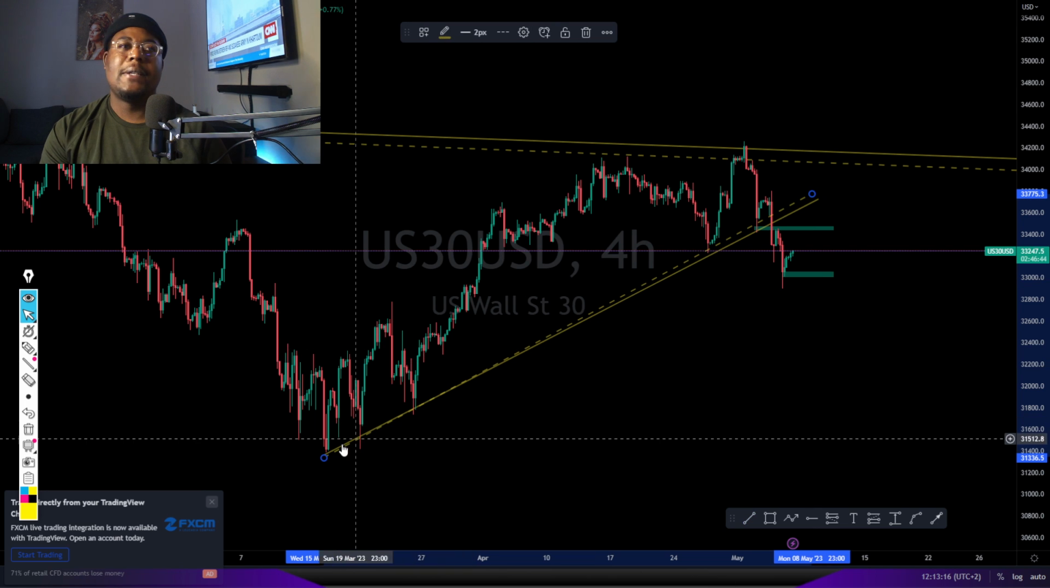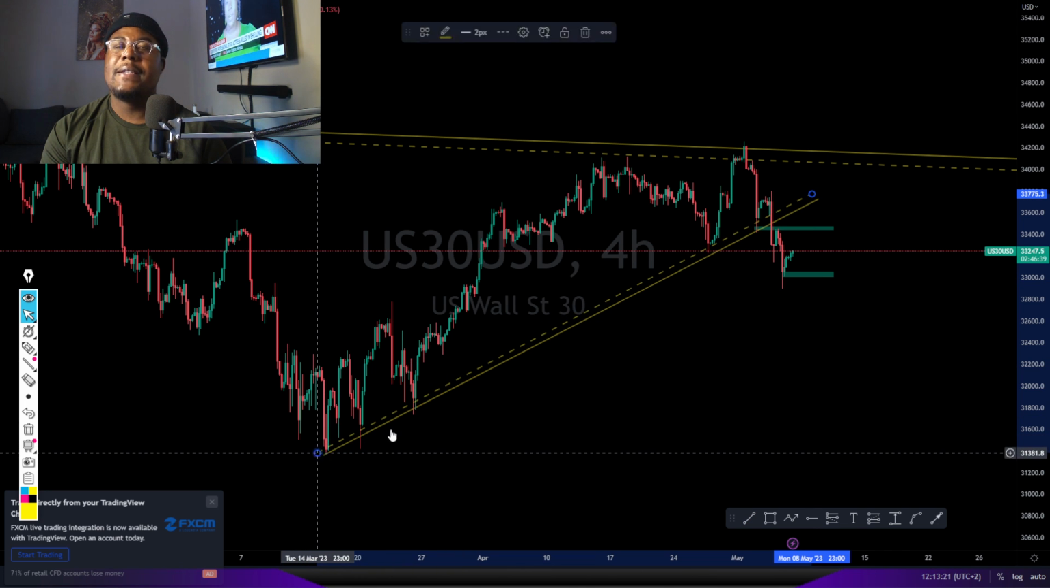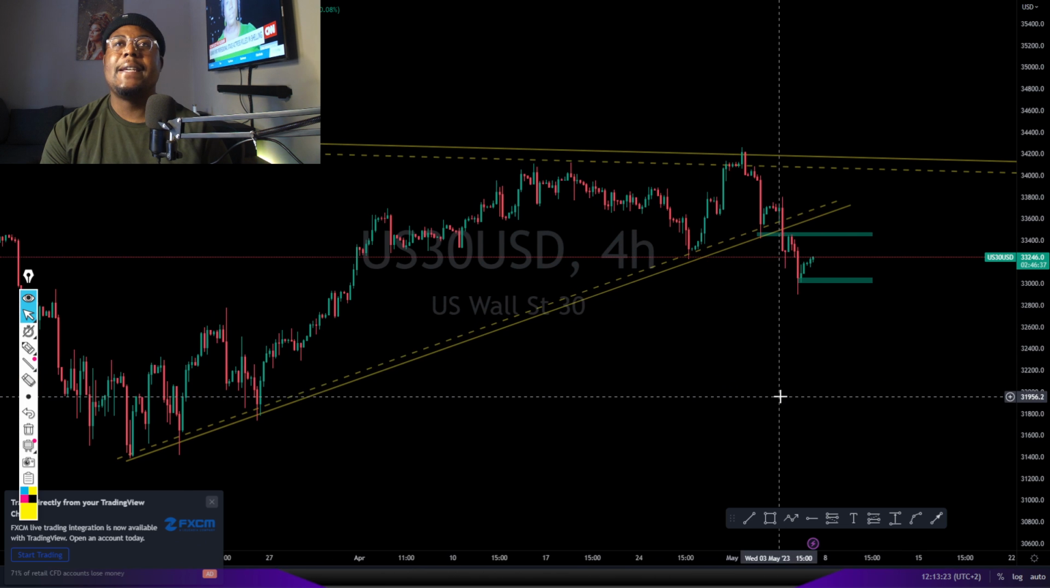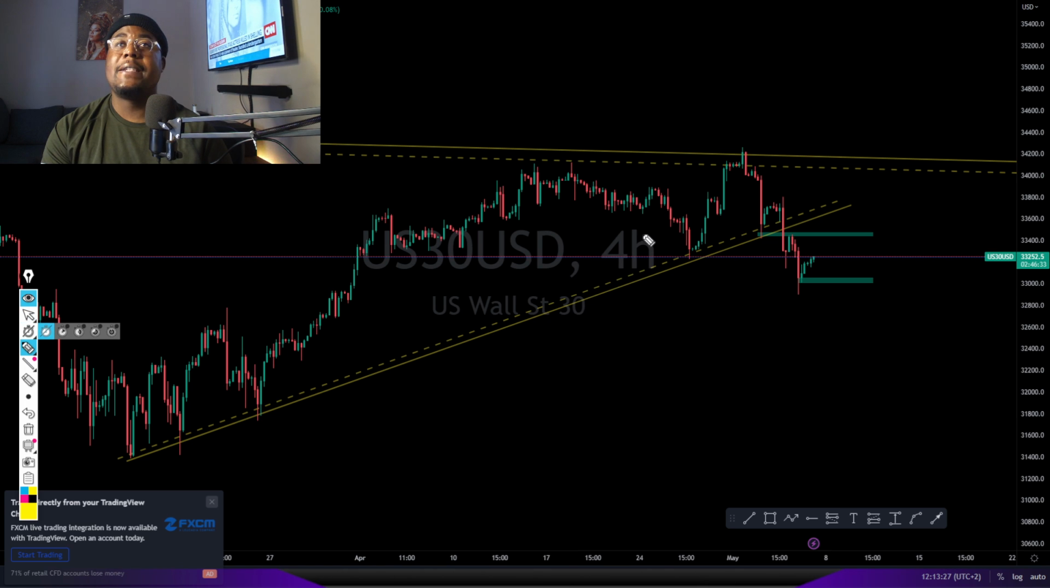Okay, let me just push this one. Something like this. You can see that. So you can easily see that the market was pushing up. Yes, we can see that it was creating sort of a wedge. Then the market came around this area and started to push up.